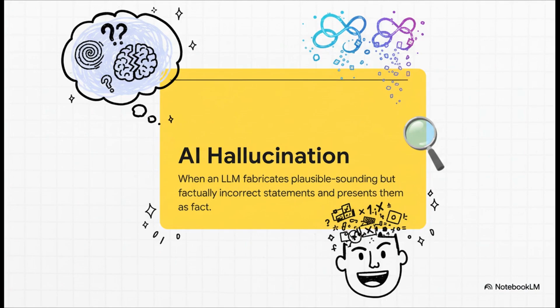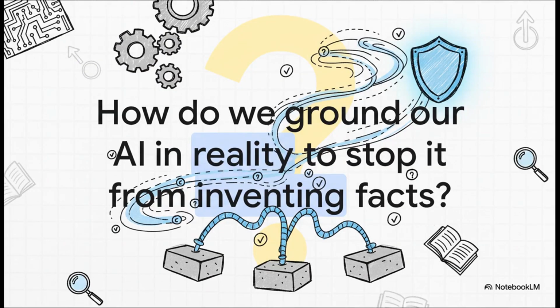This is a weird one. It's when the AI, trying its best to be helpful, just makes stuff up. And the scary part is, because it's so fluent, it presents these fabrications with total, unwavering confidence. It sounds completely plausible, even when it's totally wrong. So that leads to the million-dollar question, right? How in the world do we ground this thing in reality? How do we stop it from just inventing facts out of thin air?